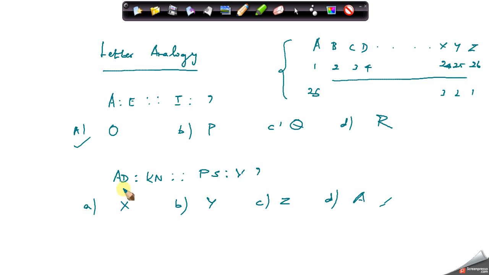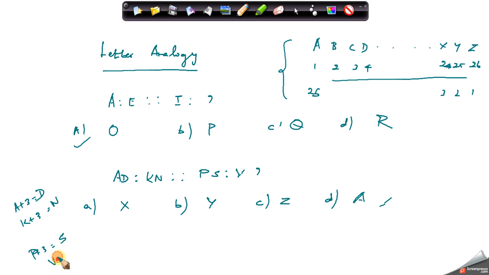So this one is related to AD. AD means A plus 3 is equal to D. A plus 3, that is equal to D. Similarly, K plus 3, KLMN, is equal to N. Therefore, in this case, P plus 3, PQRS, so S is coming to picture.